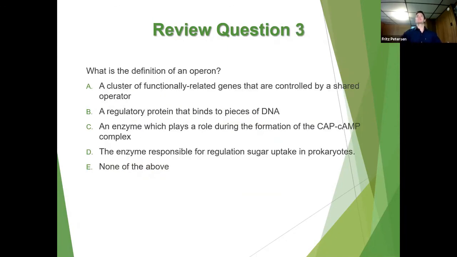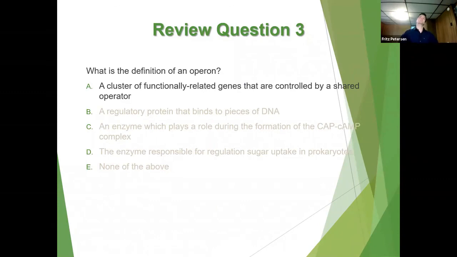So the third question, what is the definition of an operon? Is it a cluster of functionally related genes that are controlled by a shared operator, a regulatory protein that binds to pieces of DNA, an enzyme which plays a role during the formation of the CAP-cAMP complex, the enzyme responsible for the regulation of sugar uptake in prokaryotes, or none of the above? Again, just 10-15 seconds. The correct answer here is A. It's a cluster of functionally related genes that are controlled by a shared operator.